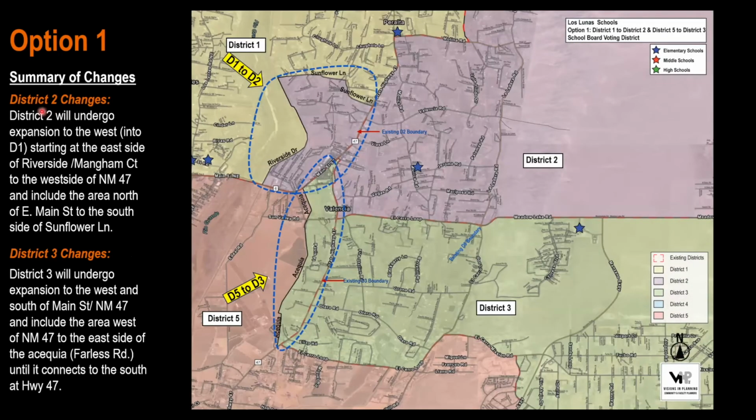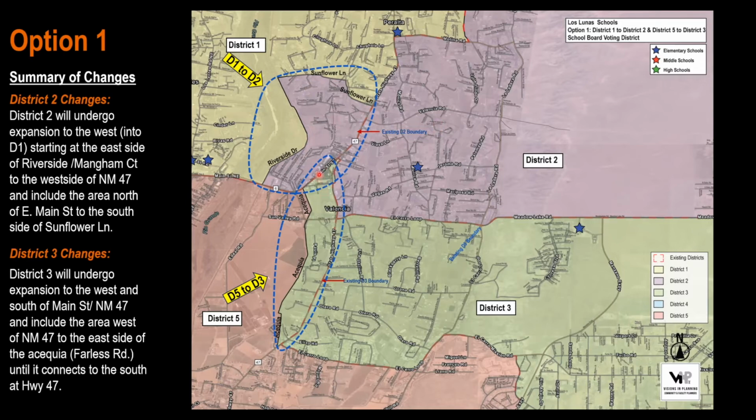And then we start looking at some additional changes. We're going to move from District 1 to District 2. And this area is going to be north of Main Street and also west of 47. And so we're going to start here at Riverside Drive, just on the east side of the river. And so we're going to take this area here up to the south side of Sunflower Lane, taking all of this area and the west side of 47, and all of this will now become part of District 2.